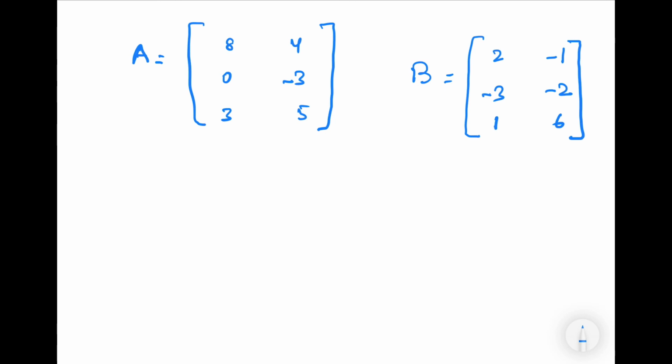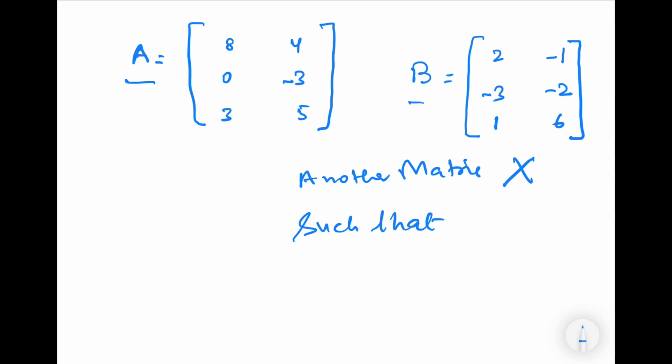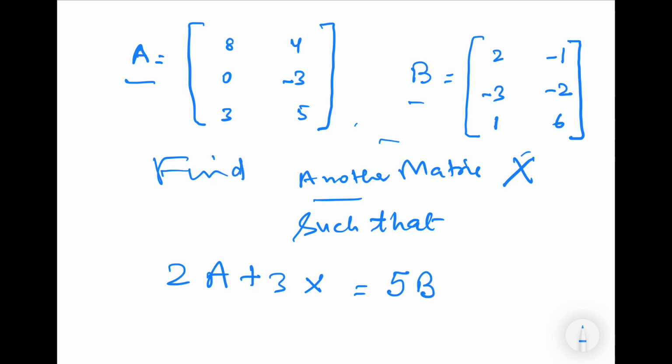Now coming back to the lecture, we have two matrices A and B, and you are to find another matrix X such that 2A plus 3X is equal to 5B. Try to understand this point, that we have got two matrices and we have to find another matrix X such that 2A plus 3X is equal to 5B.